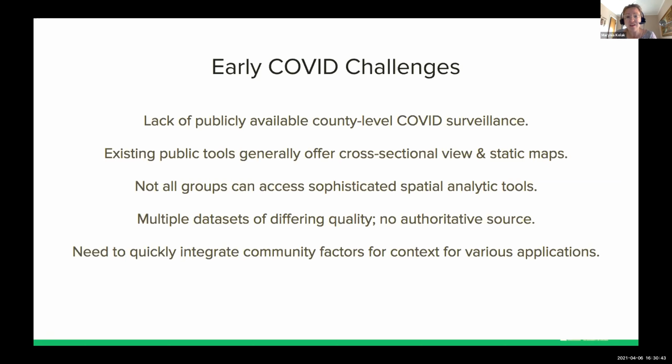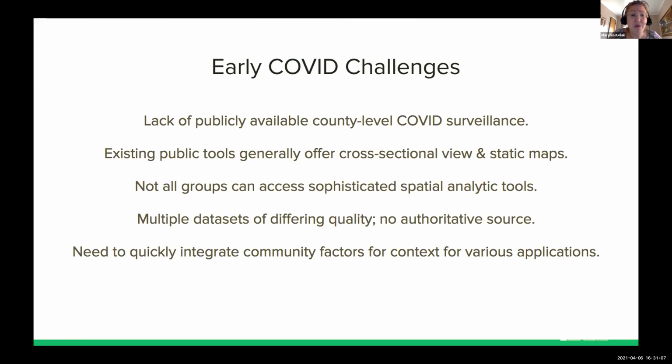There was a lack of publicly available county level COVID surveillance. This tends to miss hotspots that are growing rapidly, because in order for a hotspot to be a hotspot at the state level, it has to be pretty massive, right? So if you don't look at the local level before you focus on the state level, you can miss some of this really important information.